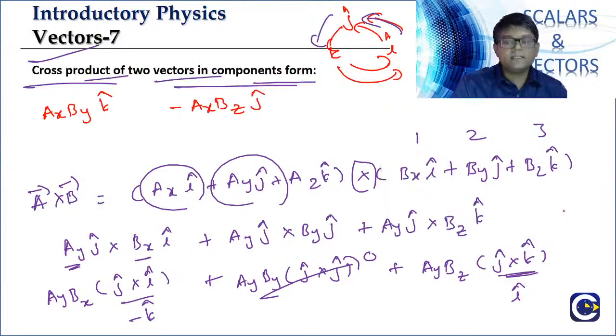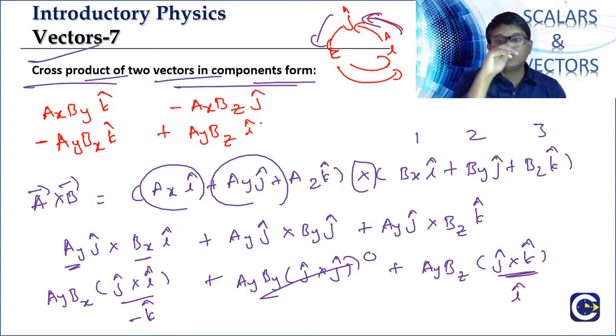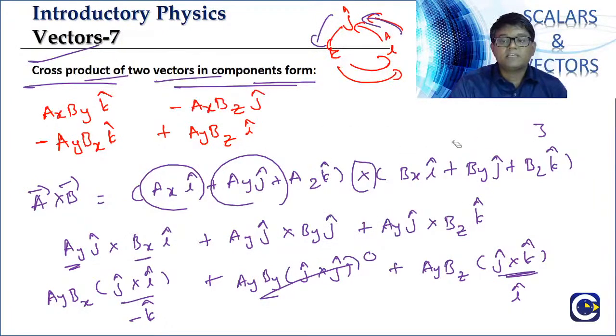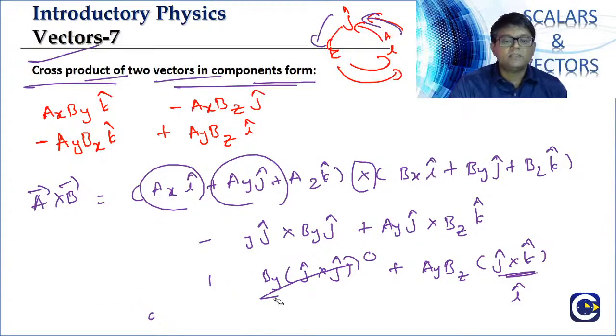So this is not a difficult derivation. It is just that we have to do it. Okay. So look at this, guys. This is minus ay bx into k cap. This is minus k cap, plus ay bz into i cap. 2 steps are over. Now what are we having? The third and final step of multiplication. So look at this, guys. I'll erase this again. Now we can do the third step of multiplication.